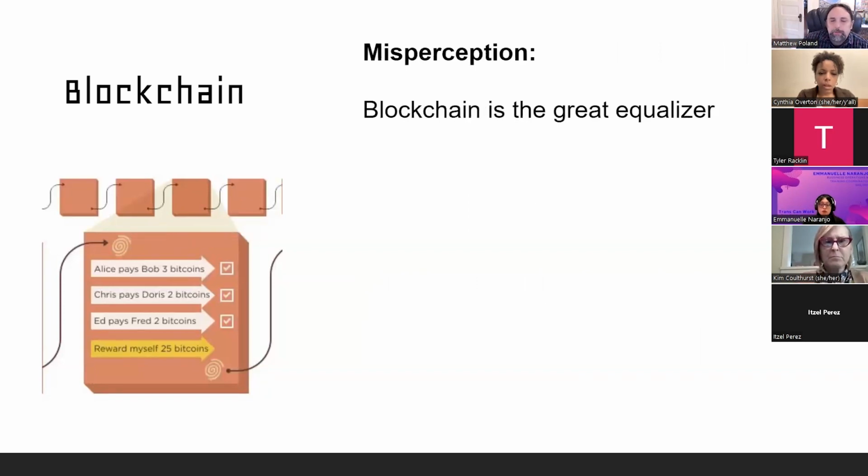But we want to address some misperceptions as we go along of each of these things. And so our first misperception, Cynthia. Yeah, I would just say that this is kind of the biggest misperception about blockchain technology, that somehow it is going to be the great equalizer.